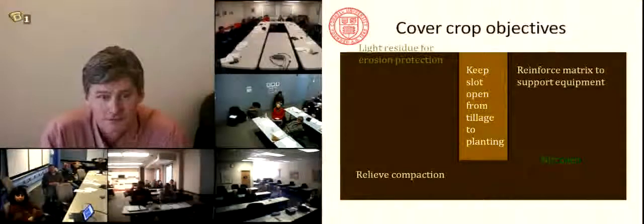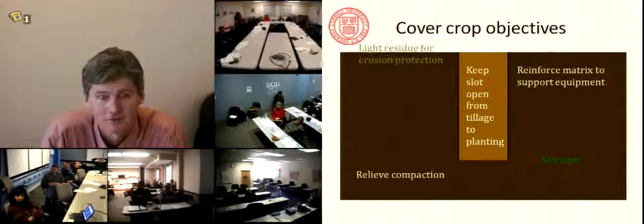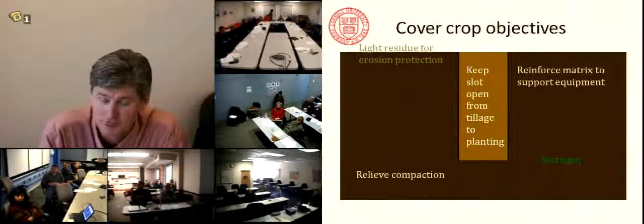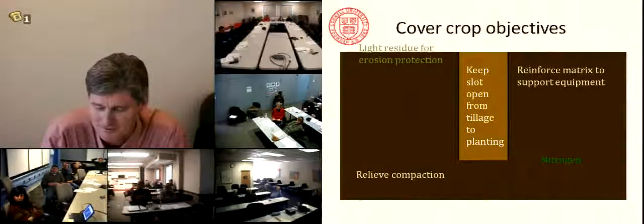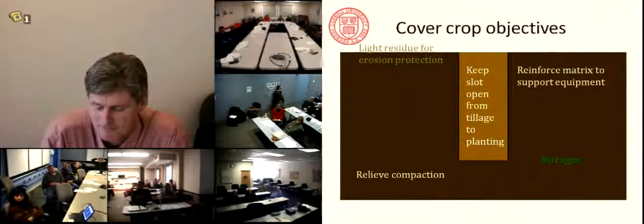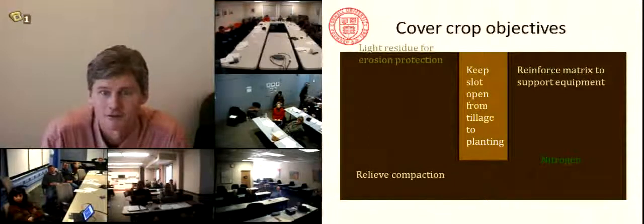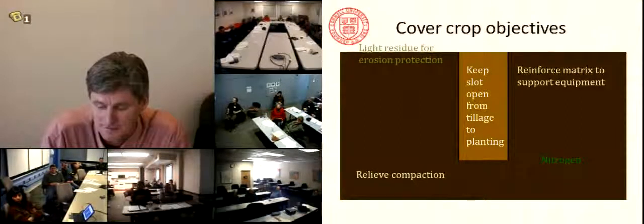So for erosion protection, you sometimes want cover crops that give you a light residue on the surface of the soil. You were just talking about the heavy residue of rye, but having a light residue can be very useful. Because you're driving on it all the time, it's helpful to have a matrix that holds the soil together so that it supports your equipment better without compacting. So that's one important role that cover crops can play.